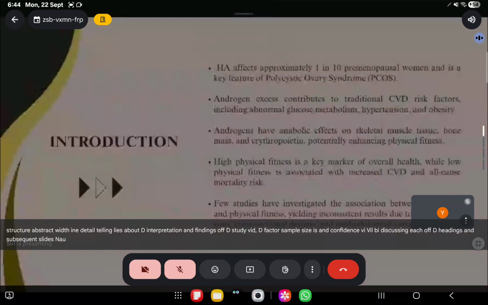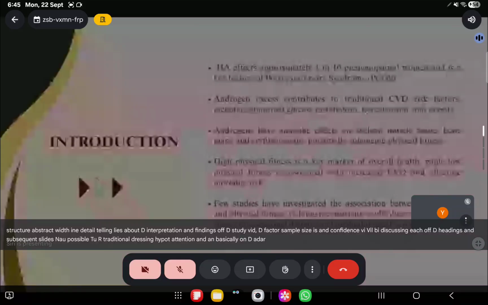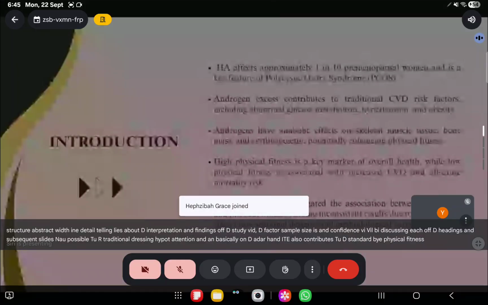Now, why was the study conducted? Hyperandrogenemia, as we know, affects 1 in 10 premenopausal women, and it's a hallmark feature of polycystic ovary syndrome. Androgen excess, on one hand, contributes to traditional risk factors for cardiovascular diseases, abnormal glucose metabolism, hypertension, and obesity. On the other hand, it also contributes to skeletal muscle tissue, bone mass, and erythropoietin production. It thereby enhances our physical fitness.